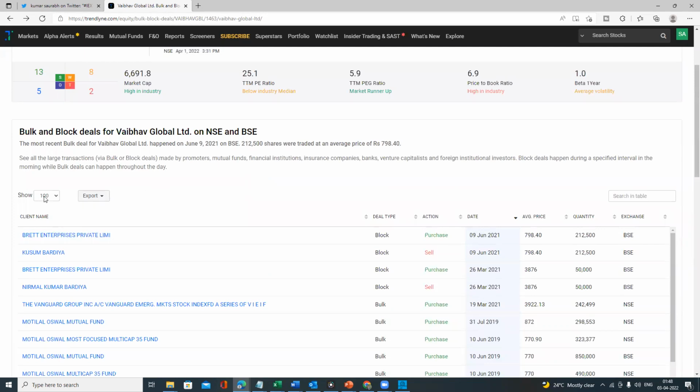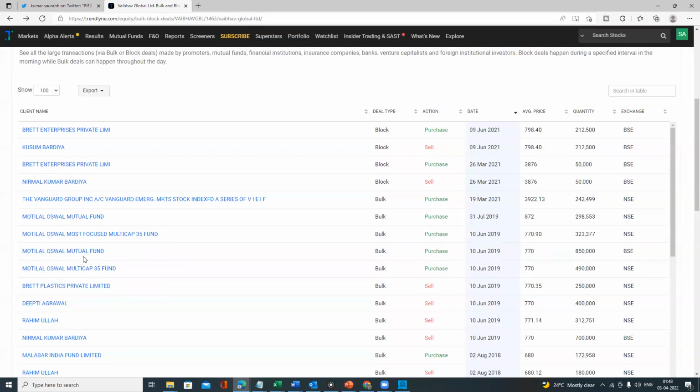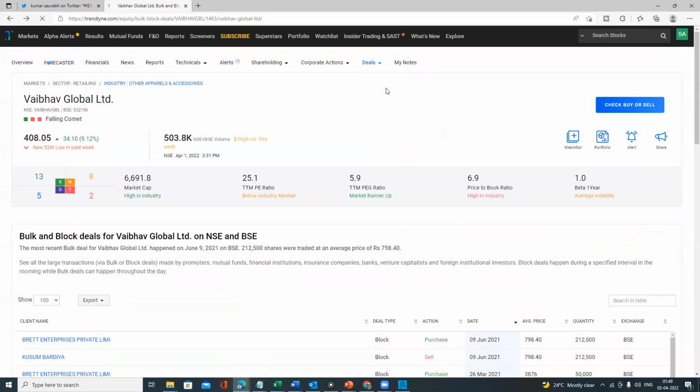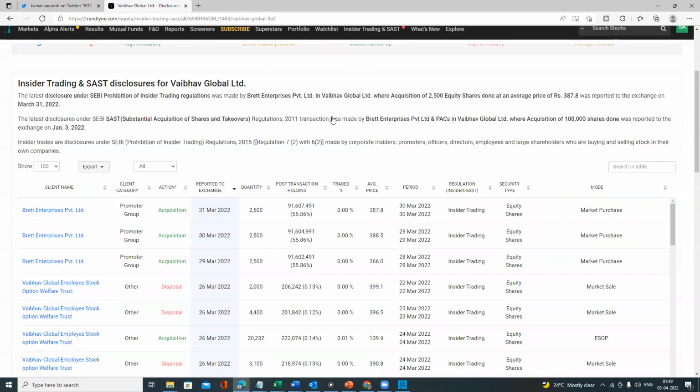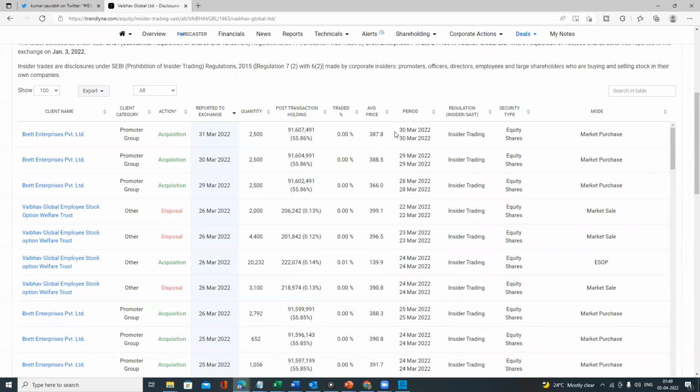And again, you can get data for the last 100 rows, and you can see here the mutual funds doing block deals, bulk deals, and all of that right from 2017, 18, 19. You get all of this data. And again, in deals, when you click on insider trading, you get the insider trading data of the promoter group. You can see here that on 30th March the promoters purchased, and on 29th March they have purchased. The quantity is very, very small, but this is the way you can track all of this.